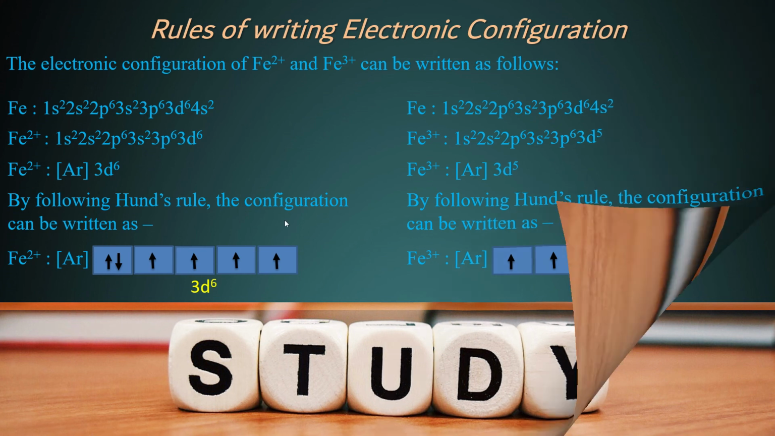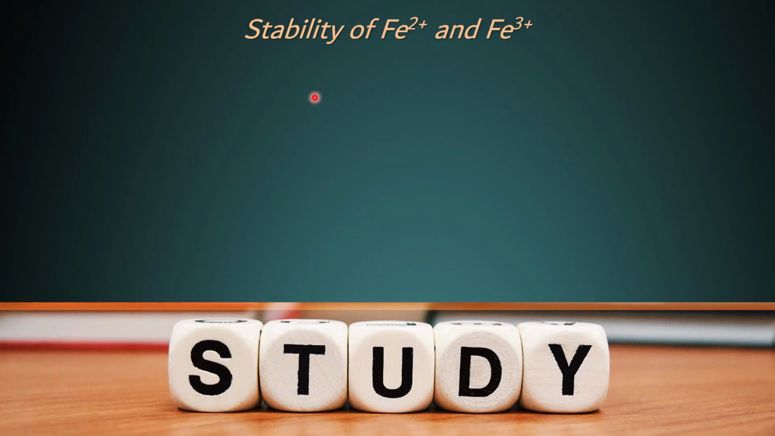These are the electronic configurations of two ions, ferrous and ferric. Now dear students, can you tell which ion is more stable, ferrous or ferric? You know, ferrous and ferric are both stable ions, and there are many compounds of each: ferrous chloride, ferric chloride, ferrous sulfate, ferric sulfate, ferrous nitrate, ferric nitrate.